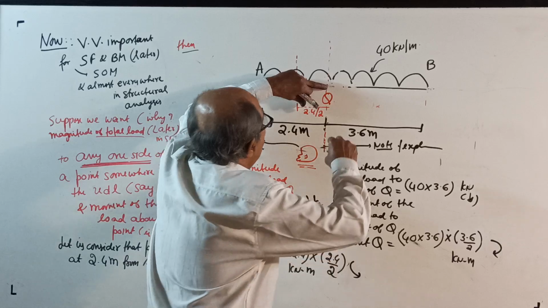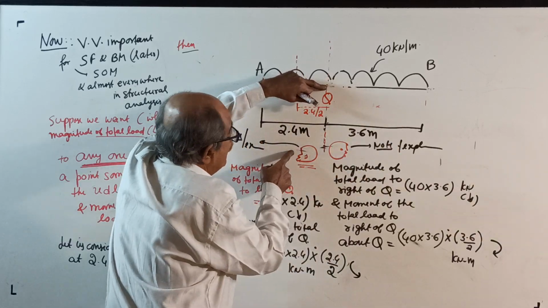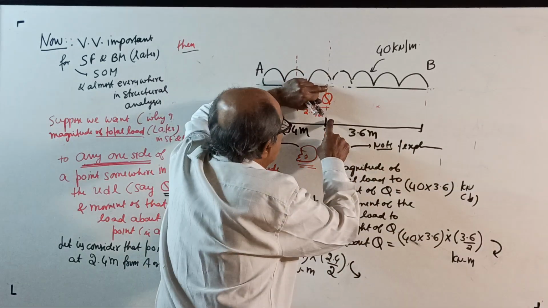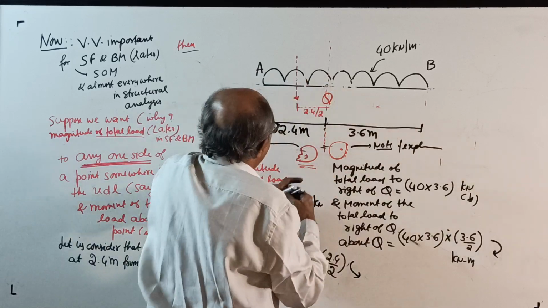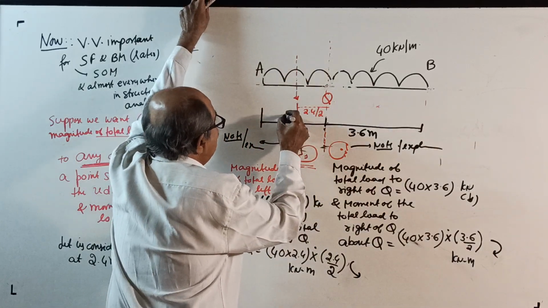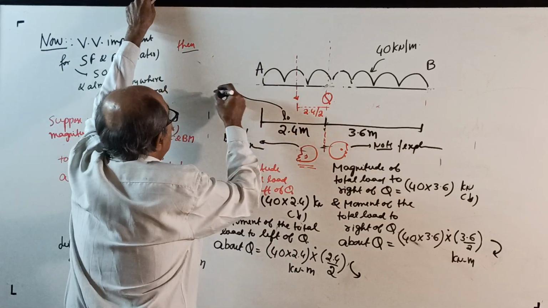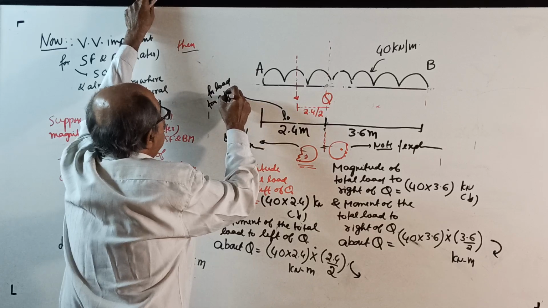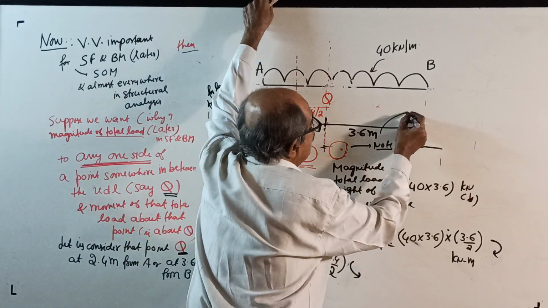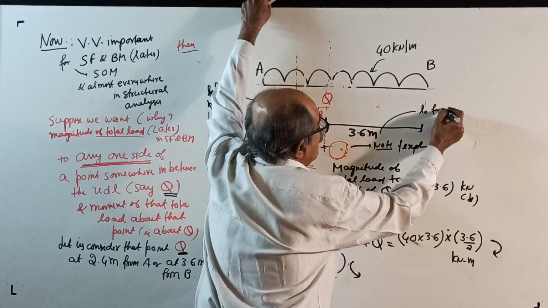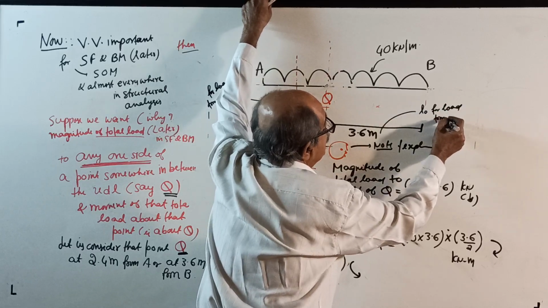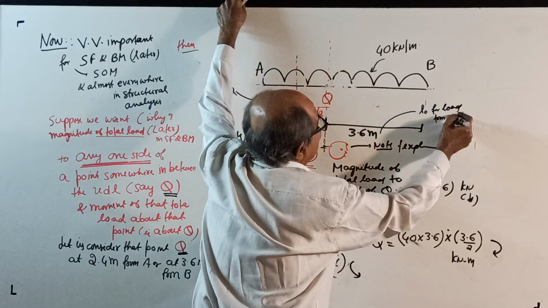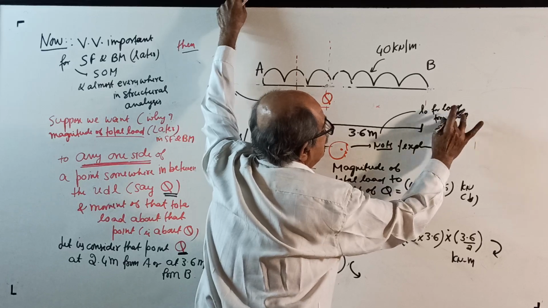Now, same note you write here, what I wrote, what I told here. Suppose you consider the right side, then your loaded length will become 3.6 meter. You can write here: this is the loaded length L0 for load from A to Q. This is your loaded length L0 for load from B to Q or Q to B, either way.